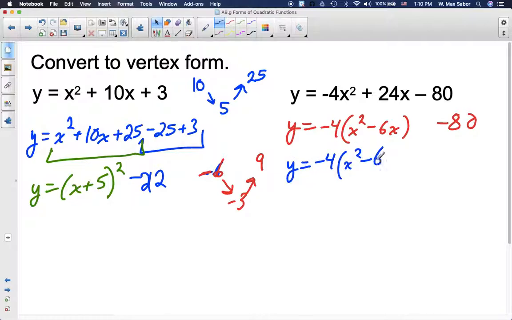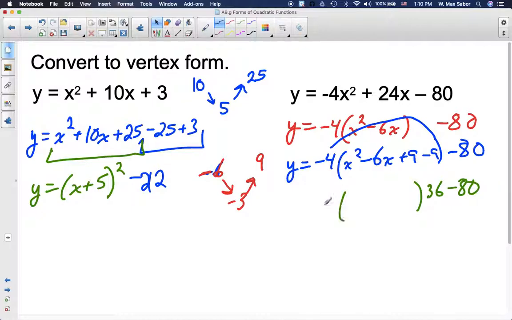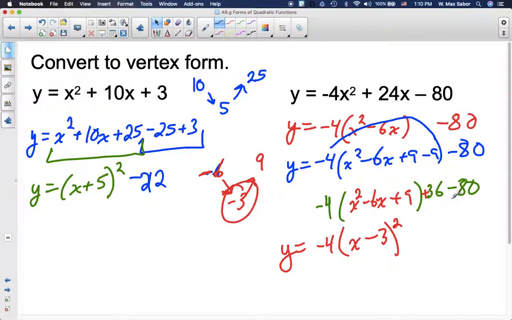X squared minus 6x plus 9 minus 9 minus 80. Distributing the negative 4 to the negative 9 gives us a positive 36 minus 80. What's left has x squared minus 6x plus 9 plus 36 minus 80. And now y equals negative 4, x minus 3 squared. That's from here. And then positive 36 minus 80 is minus 44. Those are in vertex form.